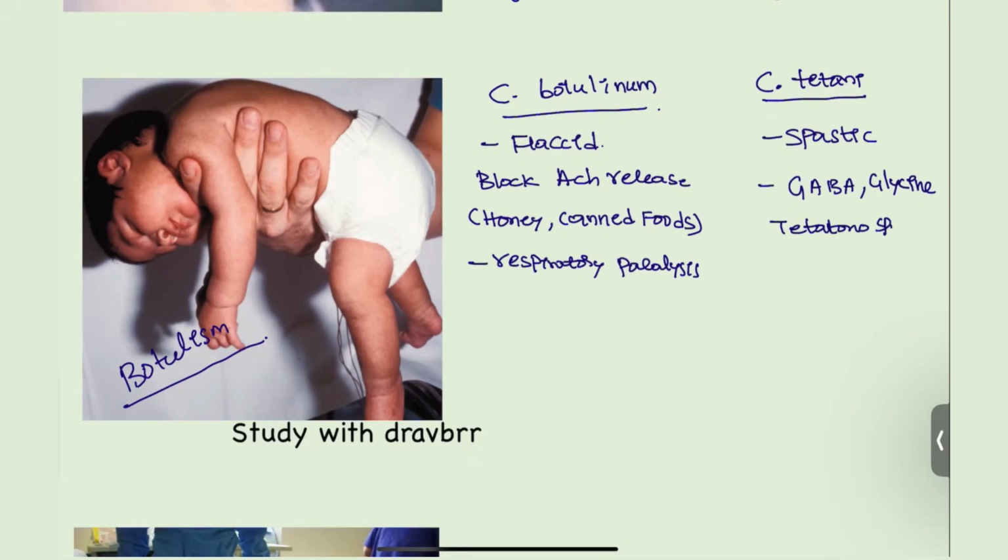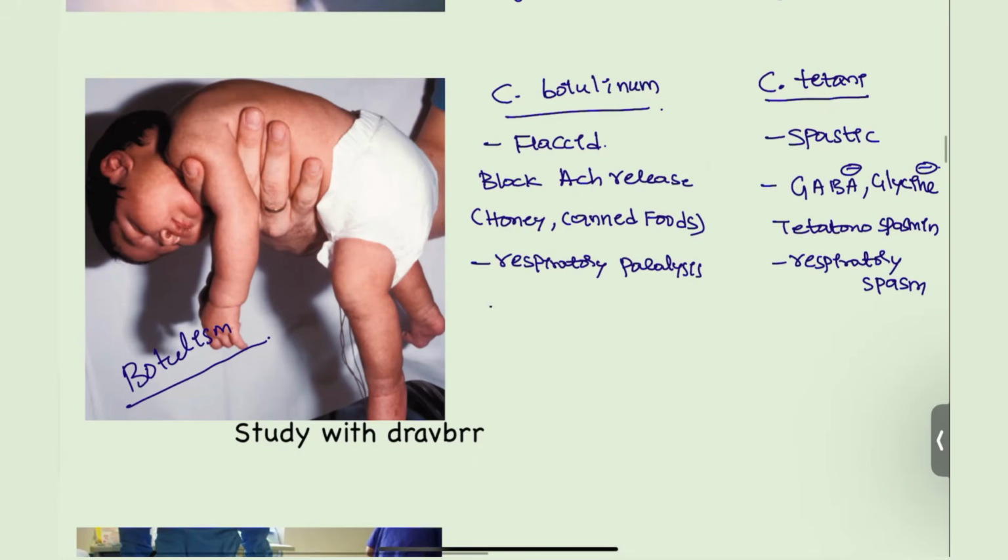Tetanospasmin. This toxin is going to inhibit the release of GABA and glycine. So that's why the spasticity, uncontrolled muscle spasms, and respiratory laryngospasm will be occurring. Again, due to respiratory spasm. Okay, this is spasm. The patient is going to die.